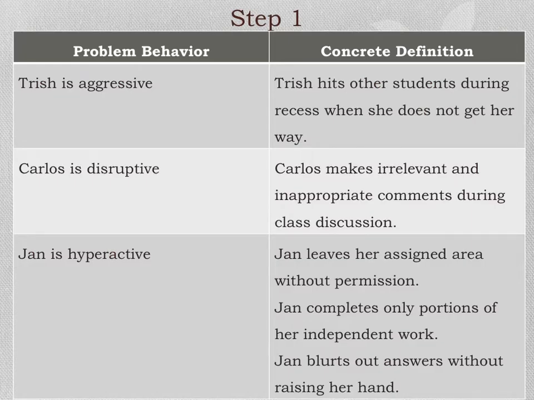These are some examples of problem behavior. So let's look at the first one. Trish is aggressive. If that's the statement, then it doesn't really give us enough information.